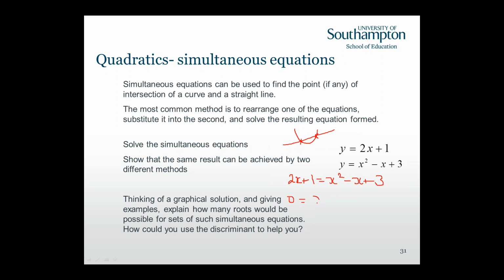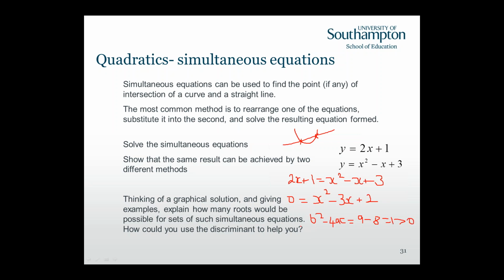I get x squared minus 3x plus 2. So now, with this combined quadratic that I now have, if I find b squared minus 4ac, I'm going to have 9 minus 8, which is 1. So it's bigger than 0.